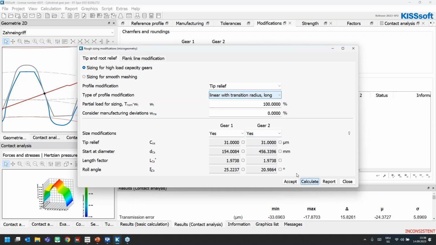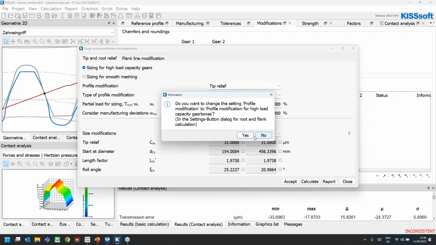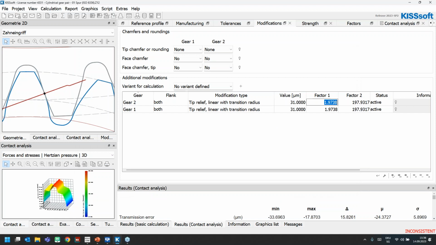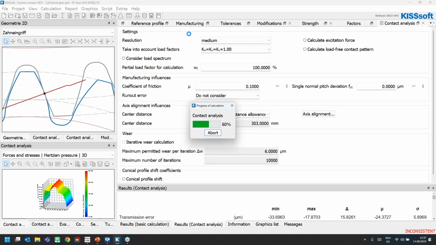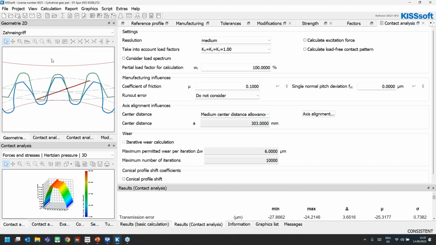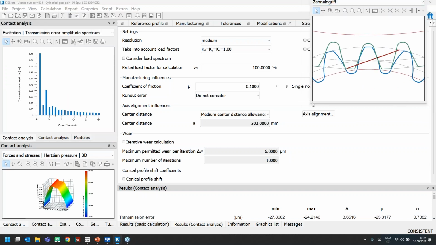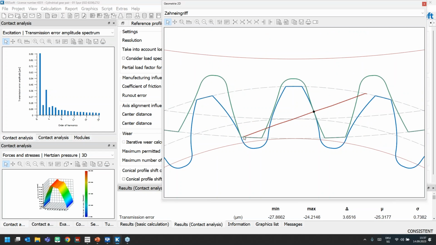So now I can press calculate, and we can see that the software proposes around 31 microns, or 30 microns, of tip relief, and it also suggests the length of the modification. So we can round this up to 2. Now again, run the tooth contact analysis. And you can see that the software actually did even better than me, right? Now the contact path is from tip circle to tip circle. That means the contact ratio under load is almost equal to the nominal or theoretical contact ratio. This is exactly what we want.